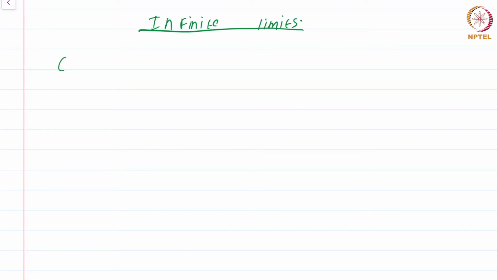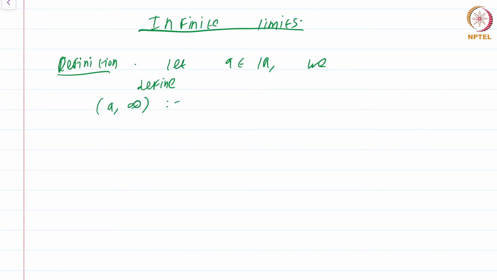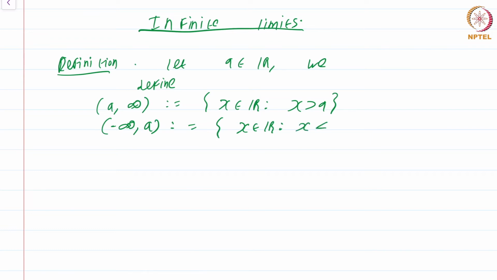Definition. Let a be a real number. We define the open interval (a, infinity) to be the set of all x in R such that x is greater than a. Then we define the interval (minus infinity, a) to be, by definition, equal to the set of x in R such that x is less than a.